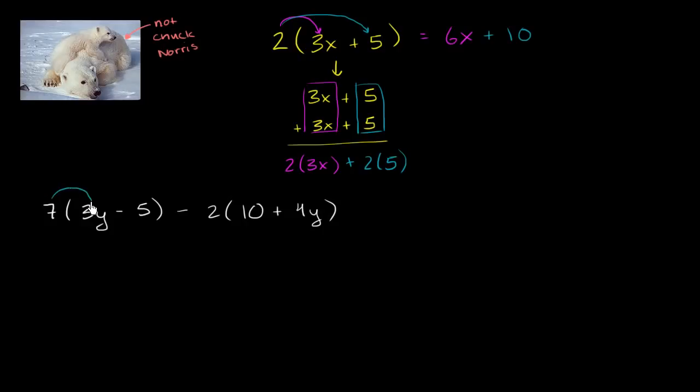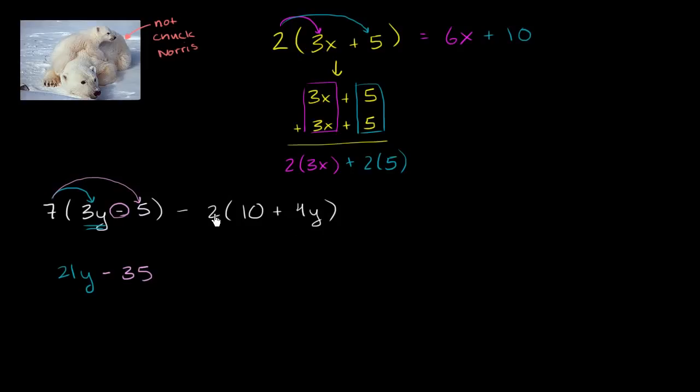So this is going to be 7 times 3y, which is going to give us 21y. Or if I had 3y's 7 times, it's going to be 21y's, either way you want to think about it. And then I have 7 times, we're going to be careful with the sign, 7 times negative 5, which is negative 35. So we've simplified this part of it. Let's simplify the right-hand side.